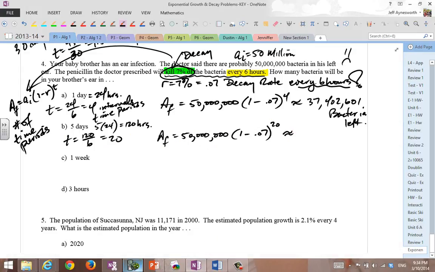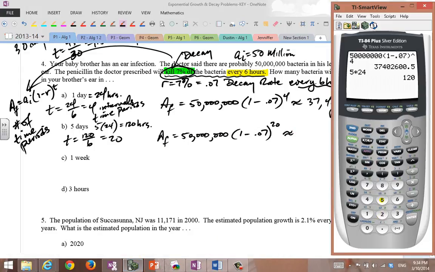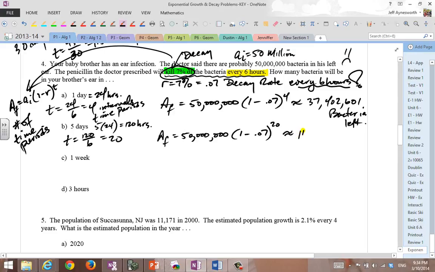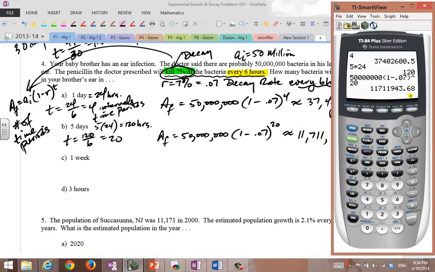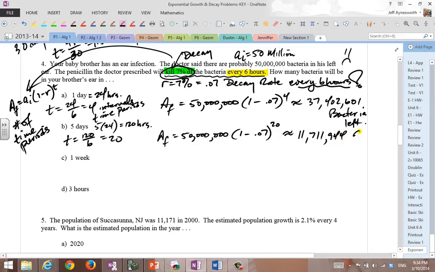What's that? I don't know. Let's figure this out. So enter in 50 million, 1, 2, 3, 4, 5, 6. That's 50 million times 1 minus 0.07 raised to the 20th power, or 20 time periods. And I get a lot less. I get only 11,711,000. So 11,711,943.7, or 944. So 944 bacteria left over.